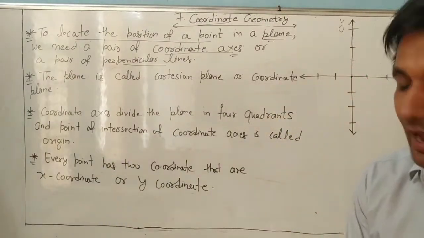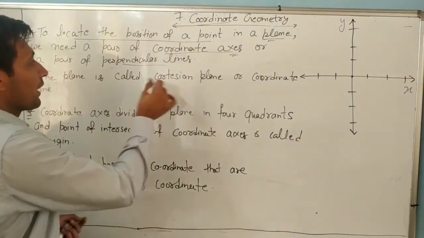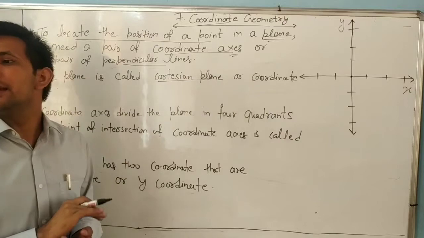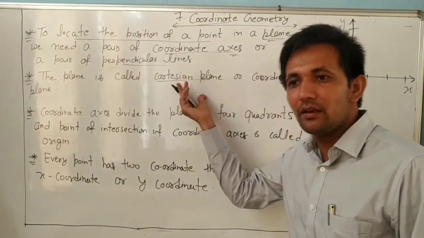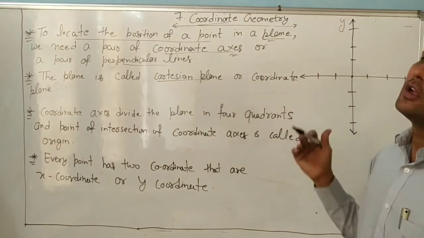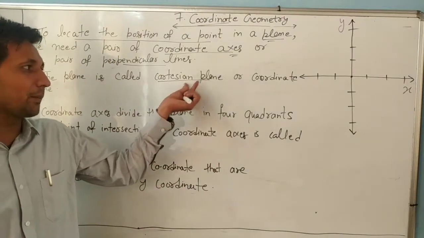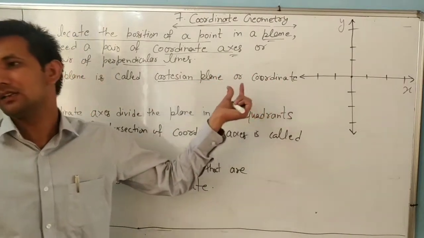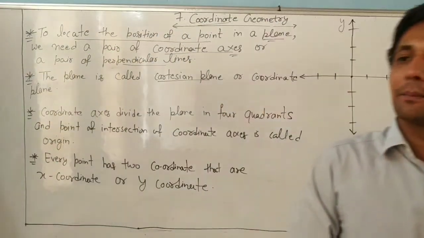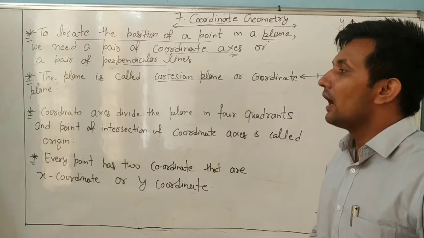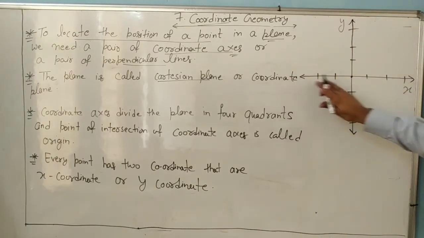Next thing is, this plane where we are showing the point is called the Cartesian plane or coordinate plane. So don't be confused. Maybe in the question it is given as Cartesian plane or coordinate plane. Both are the same. Okay. Whether you say Cartesian plane or coordinate plane. Always remember, dear, these are the coordinate axes, perpendicular lines.